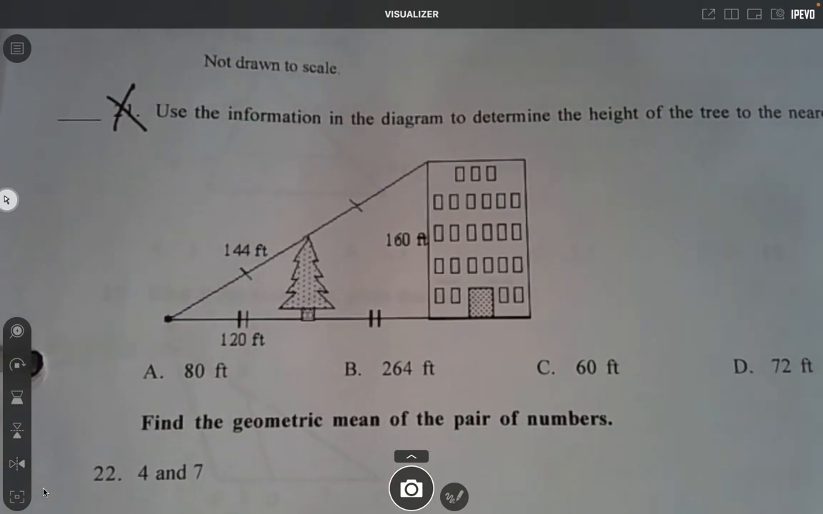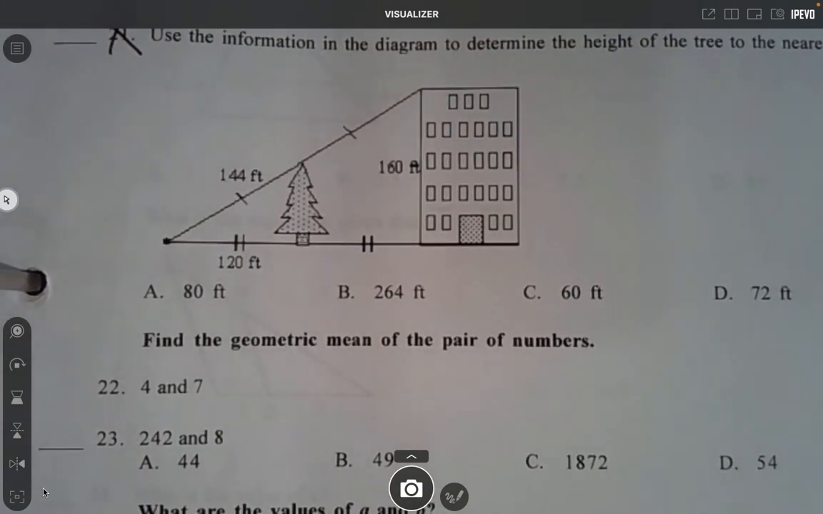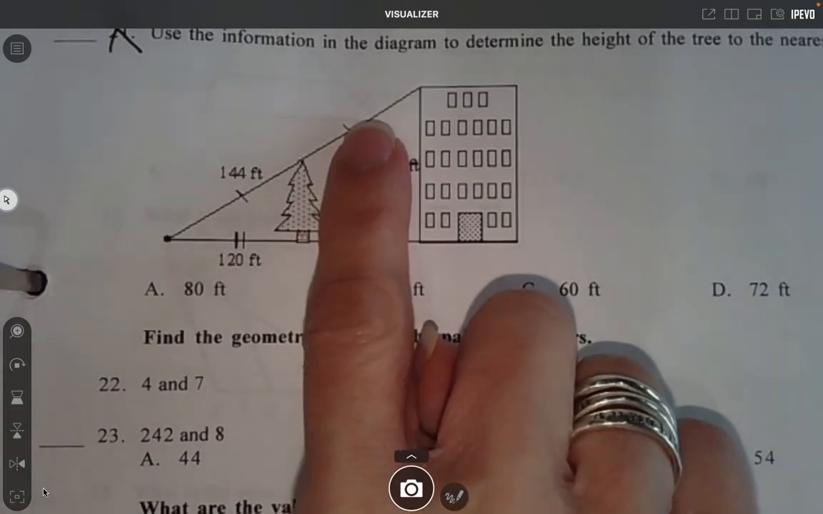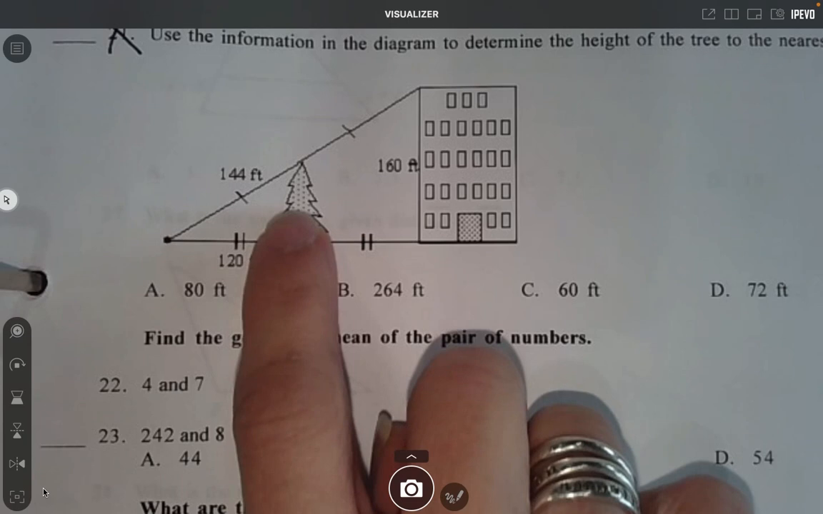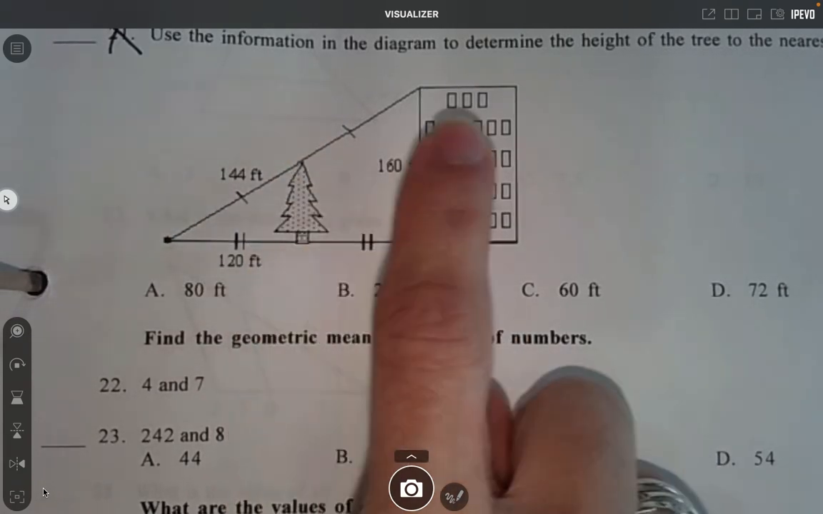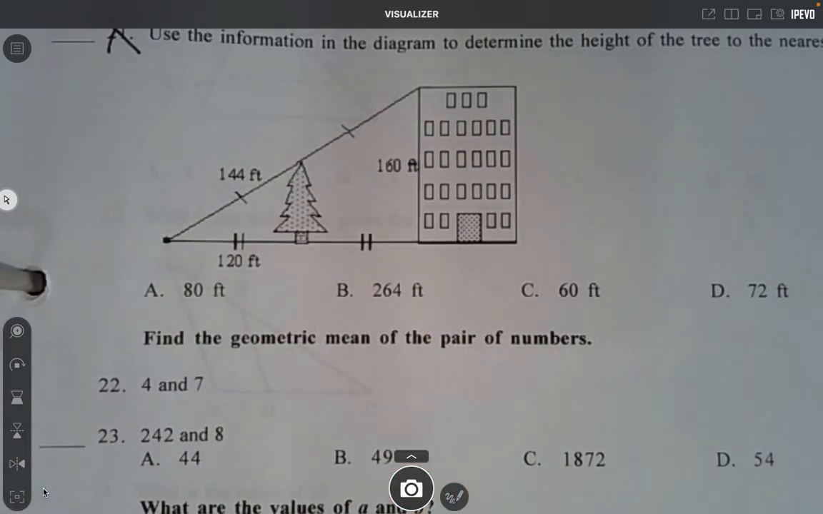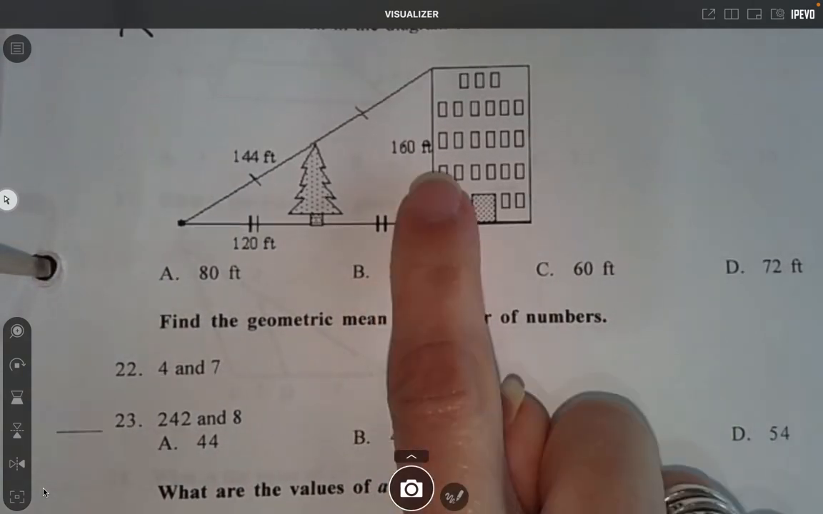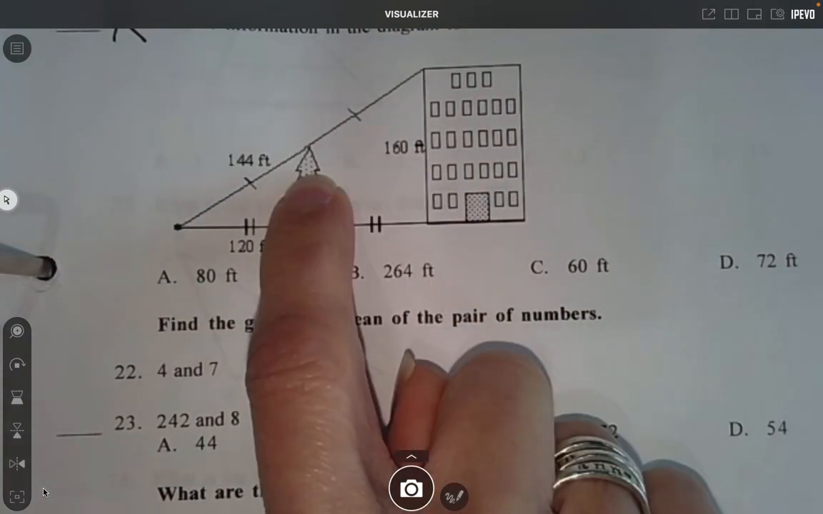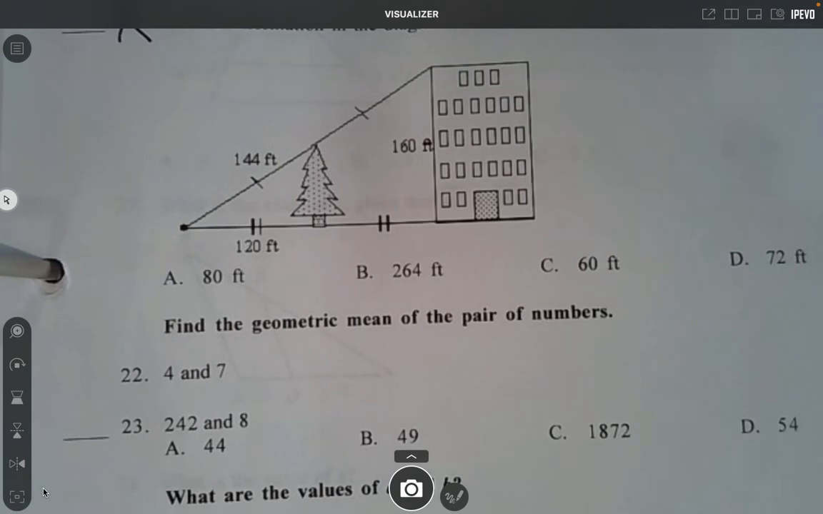But okay, if the building is 160 and the tree, it's showing that these are the same length and these are the same length. What are we going to know about this tree? It's half. That's something we learned way back. You just divide it by 2, like a mid-segment thing. So it's 80. It's just half of the building on that one.